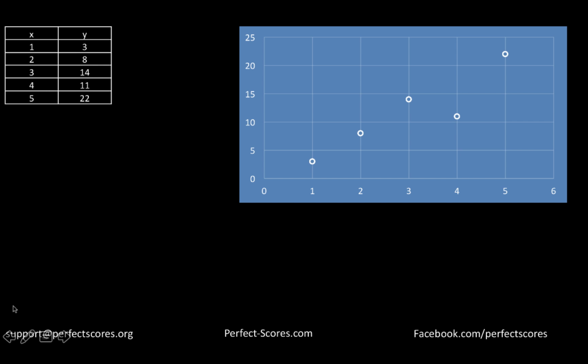Now, we wanted to minimize the errors. One thing over here is, what is the x bar? What is the mean value of x? If I calculate the mean of this, that is this plus this plus this plus this plus this, divided by 5, the mean is going to be 3. And what is the mean of the y values? It is 3 plus 8 plus 14 plus 11 plus 22, divided by 5. So the mean of y is going to be 11.6. So the mean of x is 3 and the mean of y is 11.6.